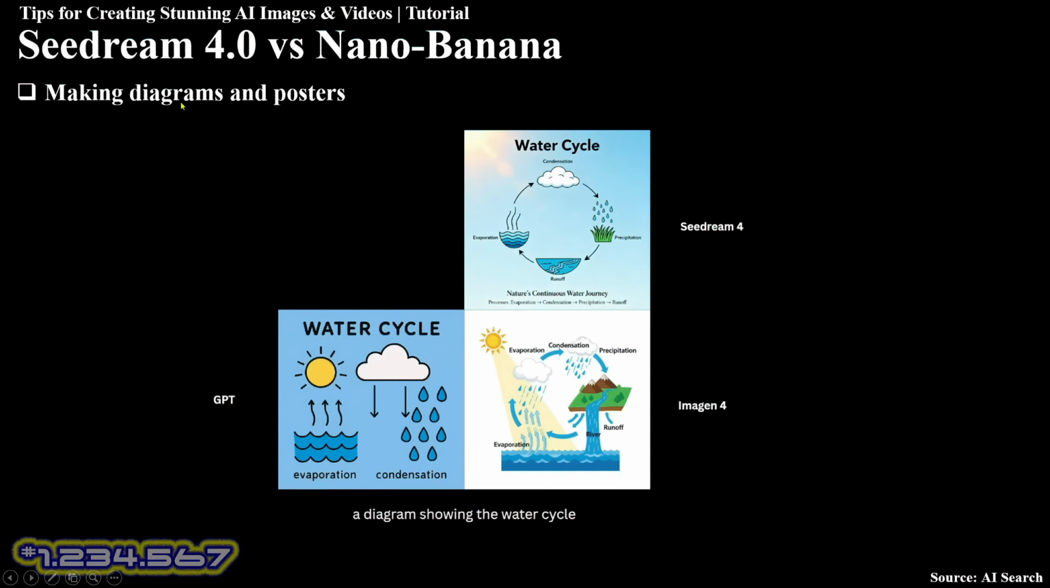And finally is making a diagram and poster. So this is not editing an image, now it generates something new. For example, you say a diagram showing the water cycle. If you're using Seedream, it shows you this image with very good text and very correct. GPT can also do the same, but with a very simple result. Here, not Nano-Banana but Imagen 4, we can see it's also not too bad. I think it's also good. So here I want to say that Seedream actually gives a very good result.